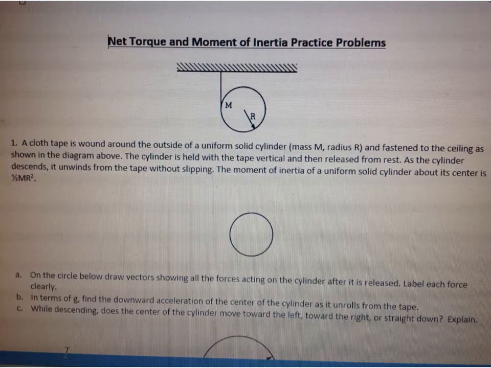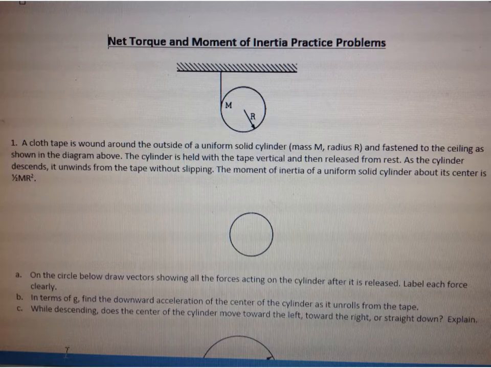So for this problem, guys, it's similar to the demonstration that we did in class on Friday. And third period, sixth period has made a video that they've put on Google Classroom. So if you scroll down, you will see it. So you can watch this as well, similar to the first problem.